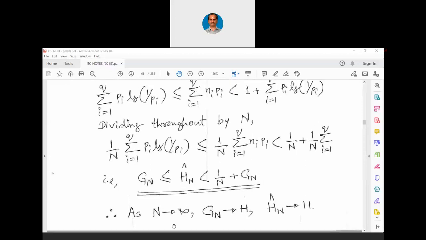Now, as n tends to infinity, Gn tends to H and Hn cap tends to H. This we already know. As n tends to infinity, that is the number of symbols in the sequence is more, then naturally the average information content per symbol for the sequence is tending towards H, where H itself is the source entropy. And Hn cap is also tending towards H itself. That is why here less than or equal to is there. When n tends to infinity, Hn cap or the average number of bits per symbol for the transmitted sequence will also be tending towards the source entropy, because source entropy itself is the minimum quantity out of all these measurements of entropy.